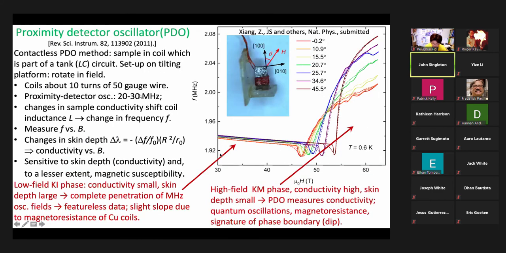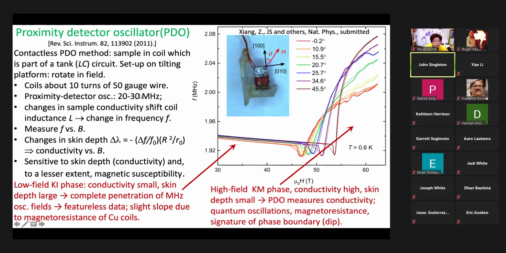So what can we do to look at this state? Well, one of the things that we did was a technique called the proximity detector oscillation method, which Pei, Chun, and I have used a lot in the past as well. This is a way of measuring the conductivity in something that's got a very high conductivity, where it's difficult to make contacts. So you wrap a coil of copper wire around it, and this is very narrow copper wire. It's 50 gauge wire, so it's like a human hair. It's set up on a platform that tilts in the magnetic field. So the sample is this silver thing inside the coil.